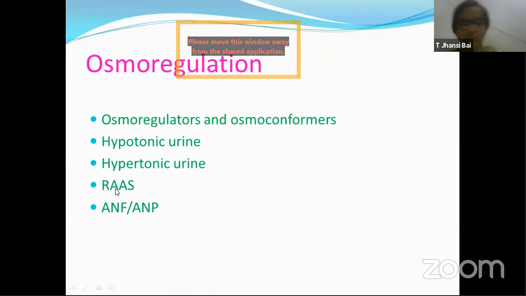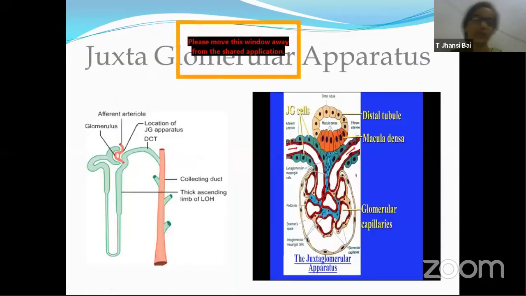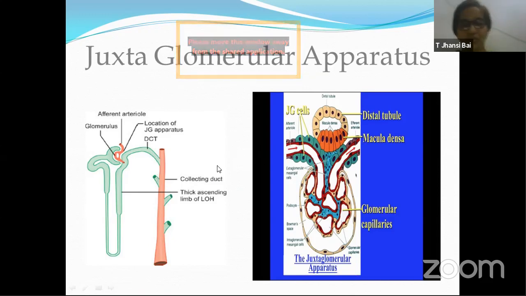Renin angiotensin aldosterone system. This is the full form. Now let's try to understand what that is in detail. Once again, dear students, every time I show you this particular structure of the nephron, because you can easily understand in what context we are talking and why we are discussing a particular topic. That is the reason the structure of the nephron is always there.